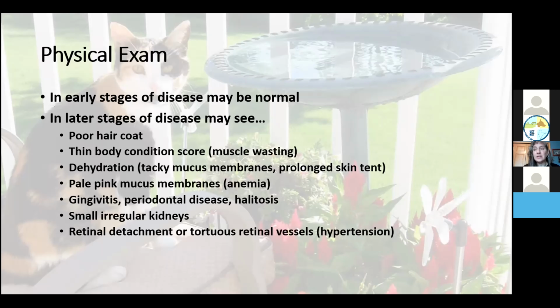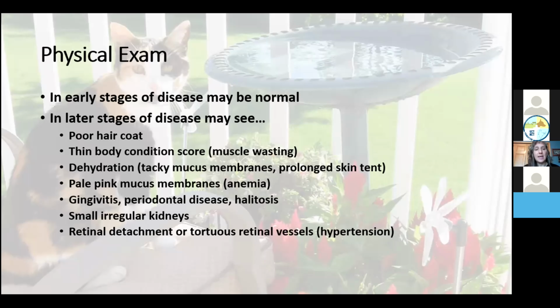Oral disease is a problem in these cats. You can see, first of all, pale pink membranes if the cat is anemic, or gingivitis, periodontal disease, and halitosis from dehydration and uremia. During the thoracic auscultation, you can possibly hear a heart murmur if they are anemic. And during abdominal palpation, you may feel small, irregularly shaped kidneys.